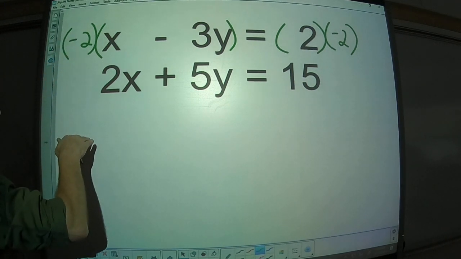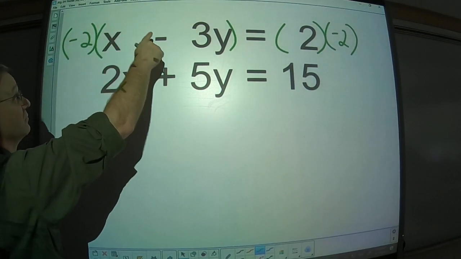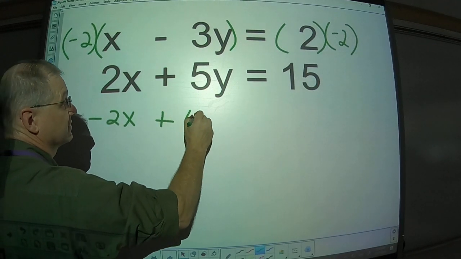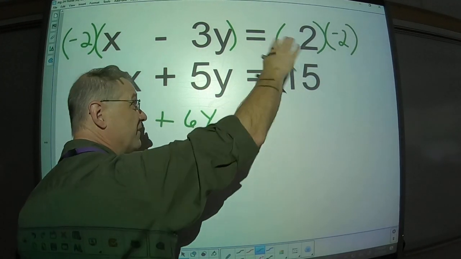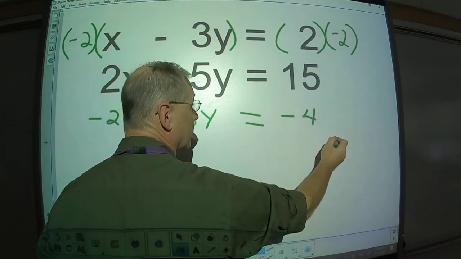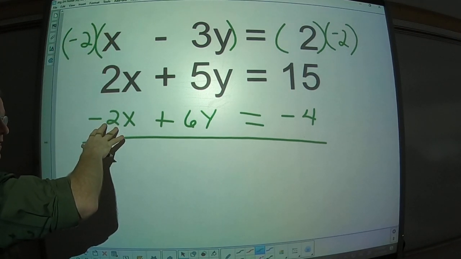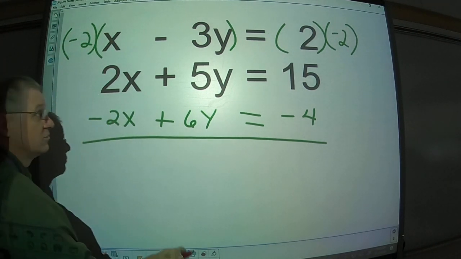Now I'm going to rewrite this down below. Negative 2x. Now negative 2 times negative 3 is positive 6y equals, don't forget to multiply the other side. A lot of people forget that. Negative 4. Now this equation is now down here, and I'm going to combine them.